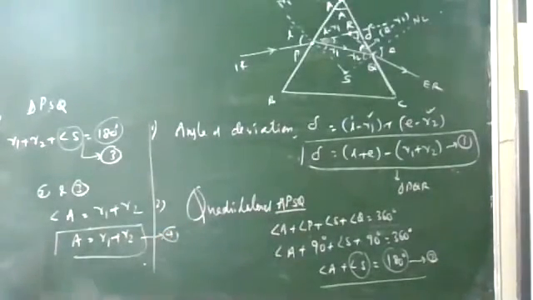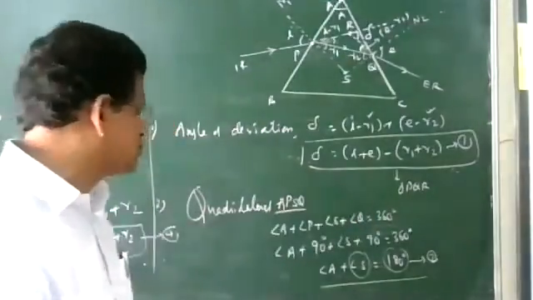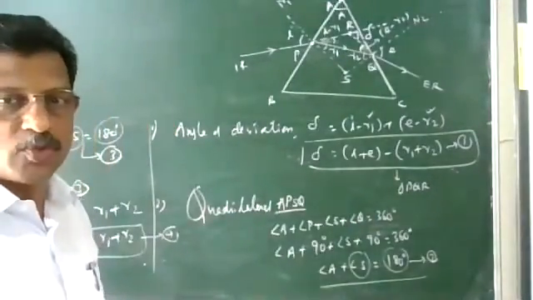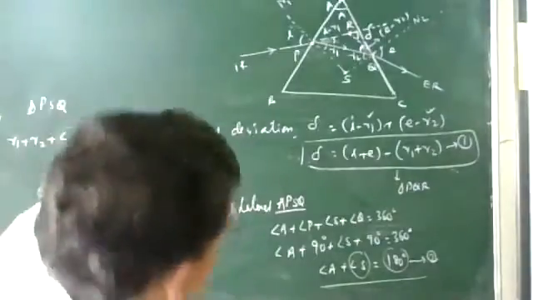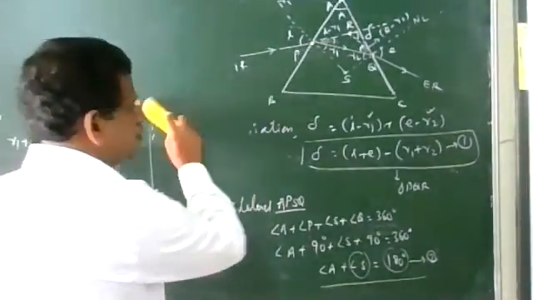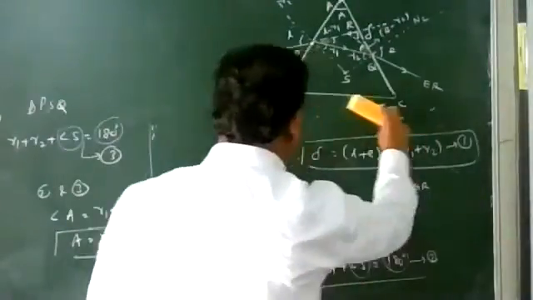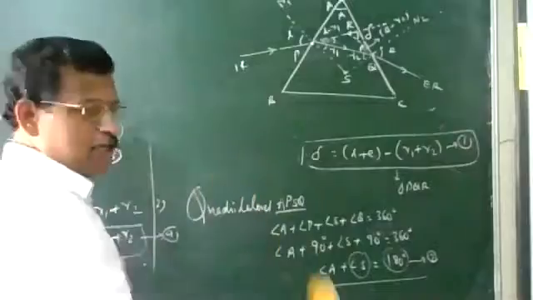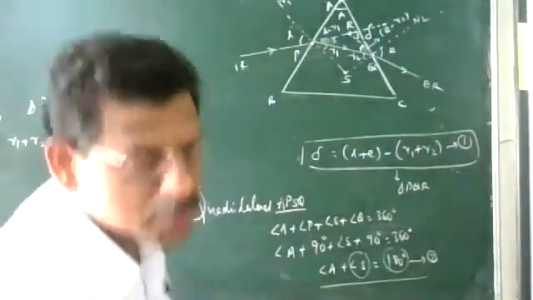Equation number 4: R1 plus R2, the angles of refraction inside the glass prism. R1 and R2, we have seen that. So A equal to R1 plus R2. Substitute this value in equation number 1. So what is the deviation? We are going to get the angular deviation, the final result of angular deviation.